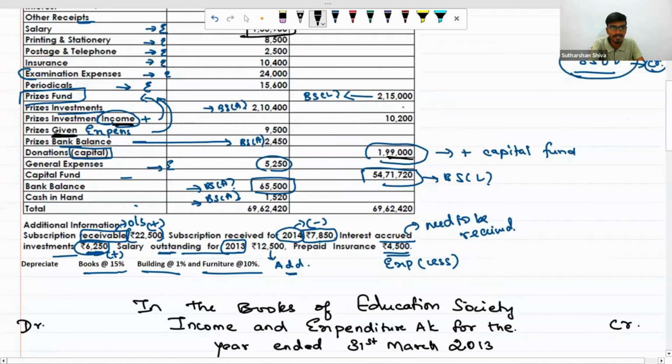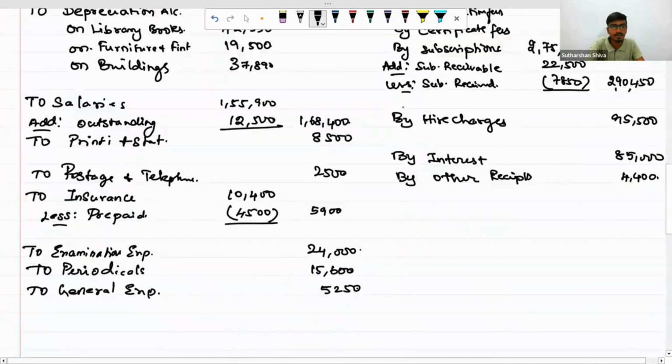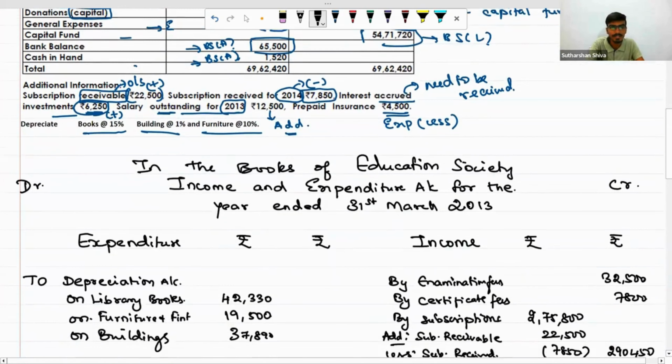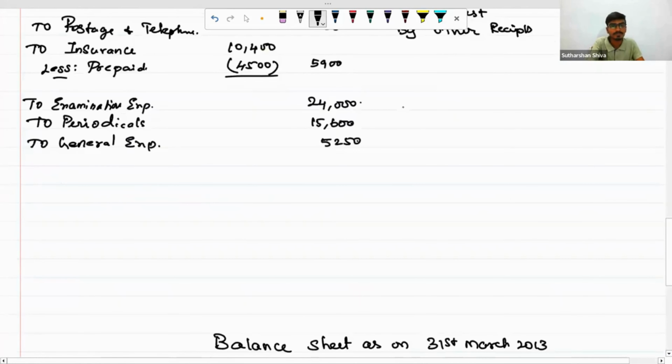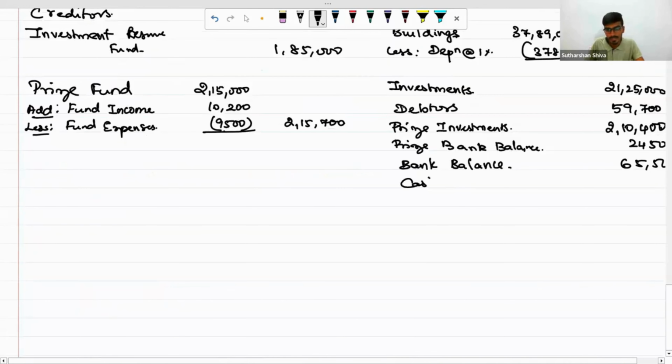Okay, then general expenses we have already done, 5,250. Capital fund we have already posted. Bank balance is 65,500, we need to do. Then cash in hand 1,520. But we are not completed.